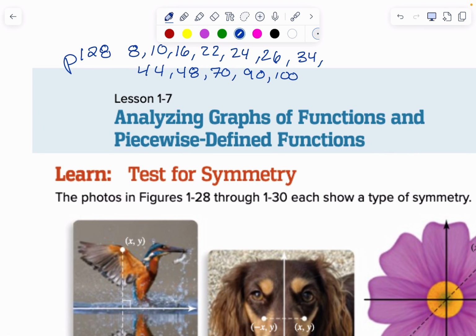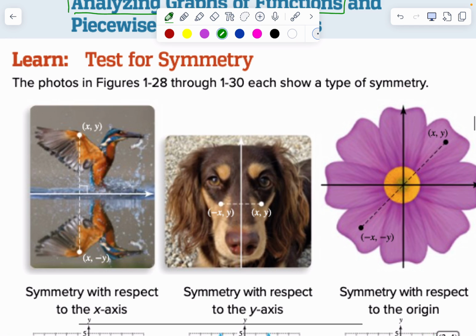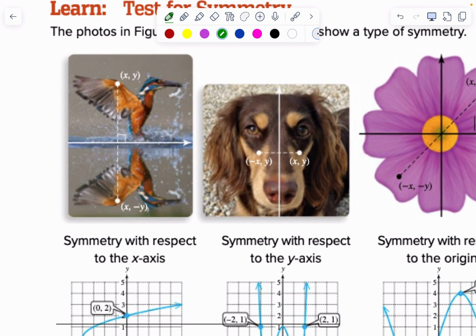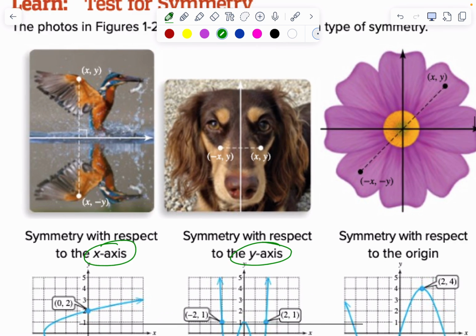So first of all, this is the first half, analyzing graphs of functions. We're going to talk about symmetry and all of the things, okay? All right, so here we go. Testing for symmetry. Okay, we've got a couple different types of symmetry. There's 3 of them. They have x-axis symmetry, y-axis symmetry, and origin symmetry.